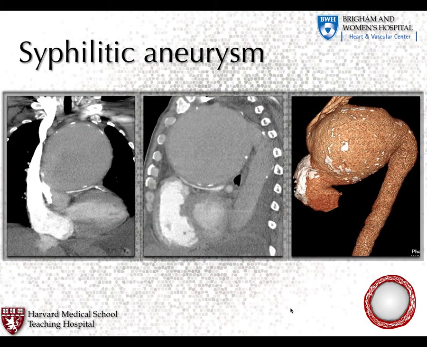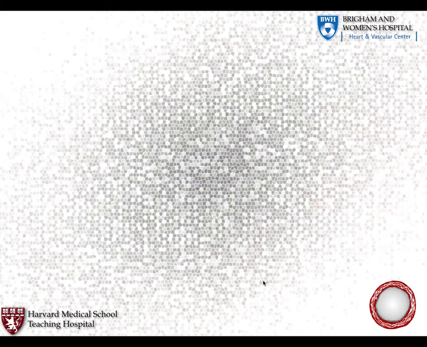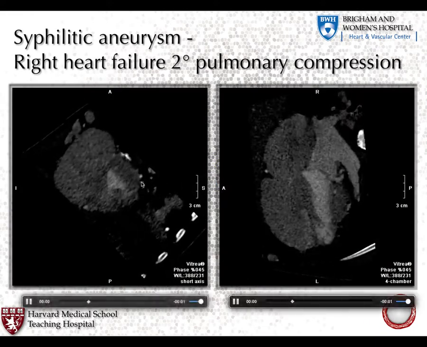This is an example of a very large aneurysm involving the arch and the ascending aorta. This was a patient with tertiary syphilis who had never seen a doctor before. The patient actually presented with dyspnea on exertion and shortness of breath. And we can see compression of the main pulmonary artery. Lower extremity edema the patient had also. This is the cause of the symptoms. Unfortunately, he didn't survive the surgery.